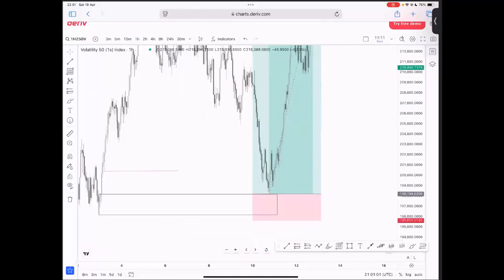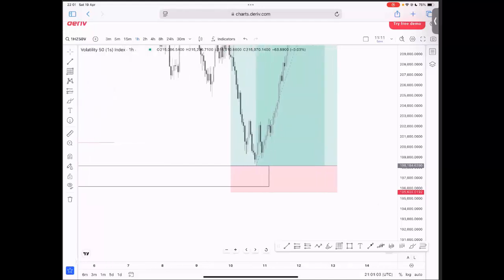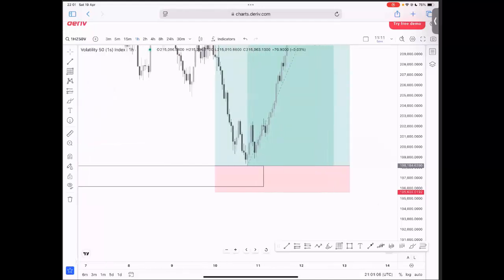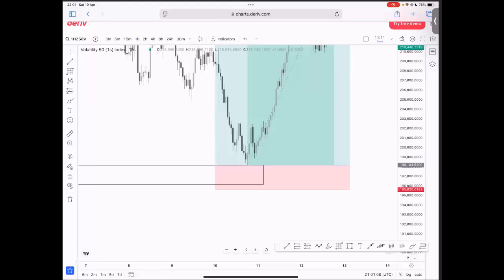I told you that when it comes to synthetics, you don't set limits. When price mitigates your entry, you need to look out for your confirmation, whether your hammer or your engulfers or whatever.